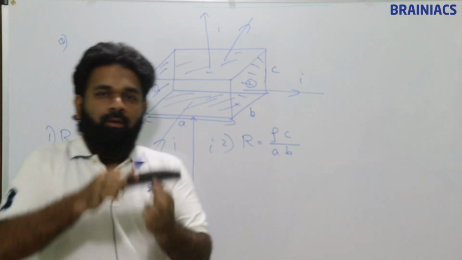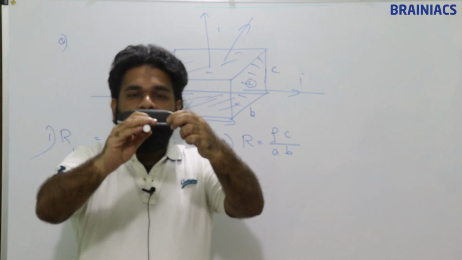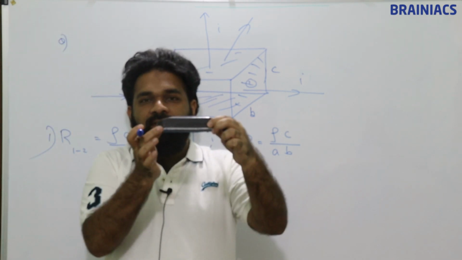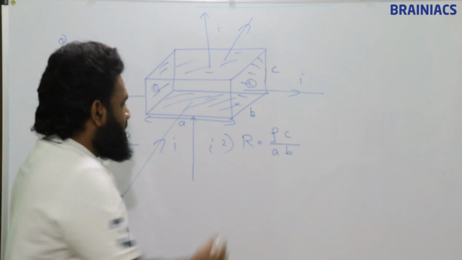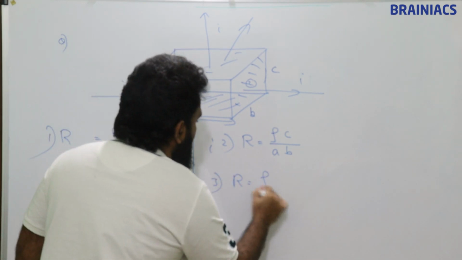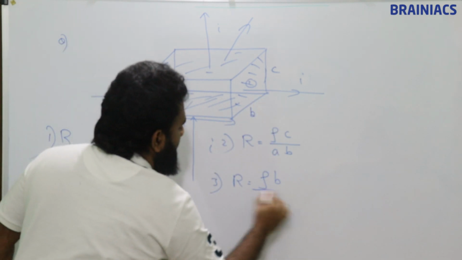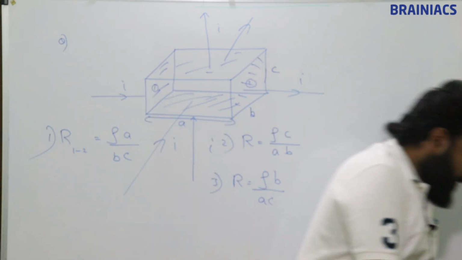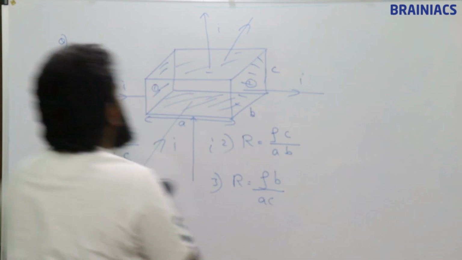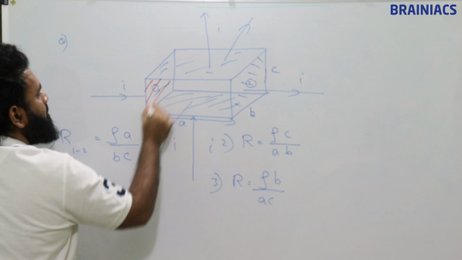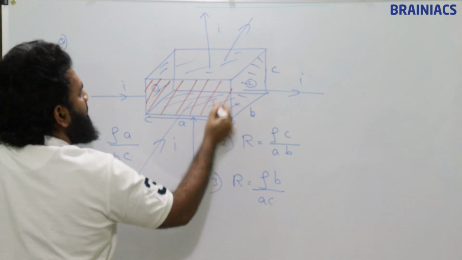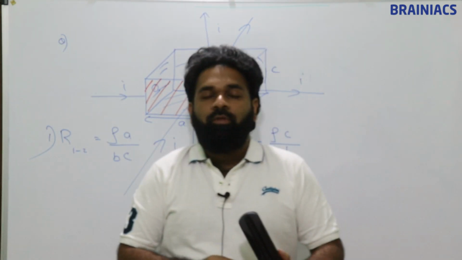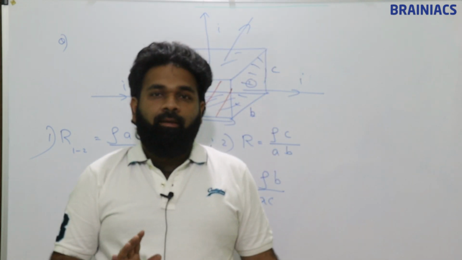AB. Now this time the current is coming from my side towards you. So this thickness is the length of the conductor here. So in the third case, R is equal to rho B divided by AC. The area of cross section now is this one. So it is going like this, coming out like that. From this question, the concept is very clear, I hope.